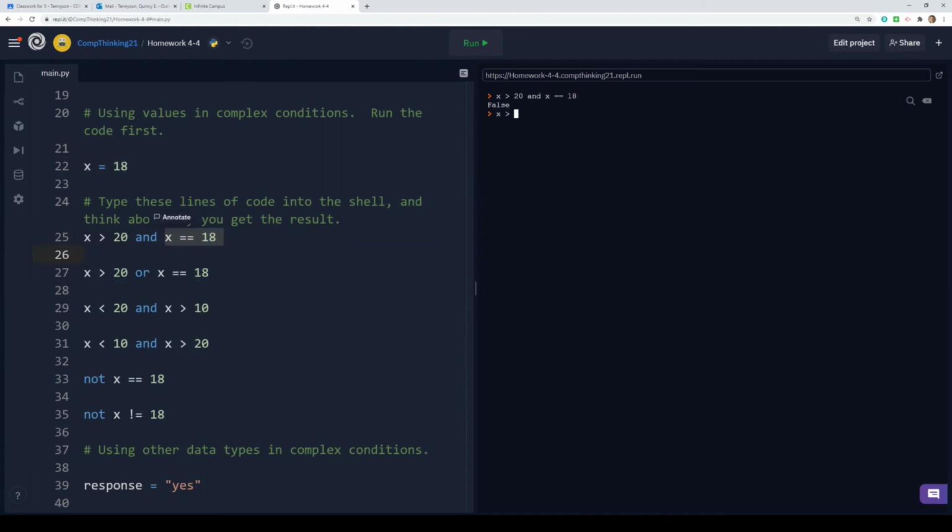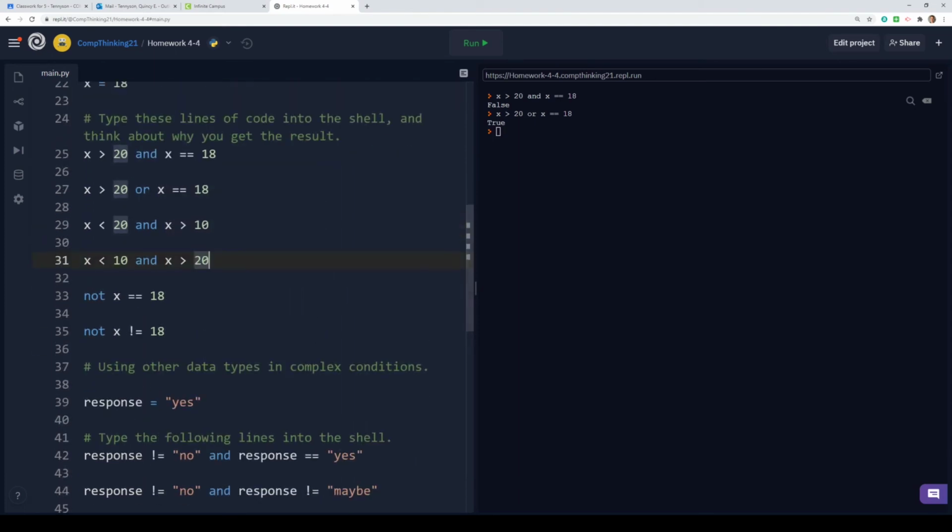What about x is greater than 20 or x is equal to 18? Well, in this case, one part of this is true, and we're using or, so we get true. And we carry on with these. A really common one is this x is less than 20 and x is greater than 10. This is how we create what's called a range. So it's a range of values that x could be, and it is true.